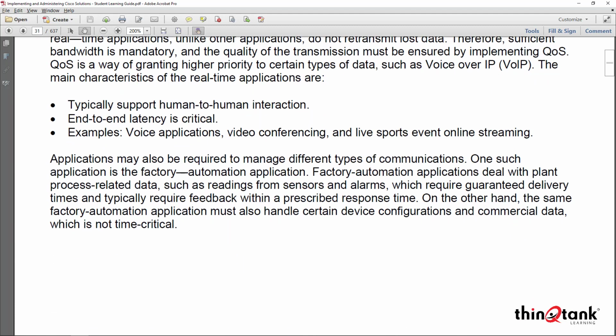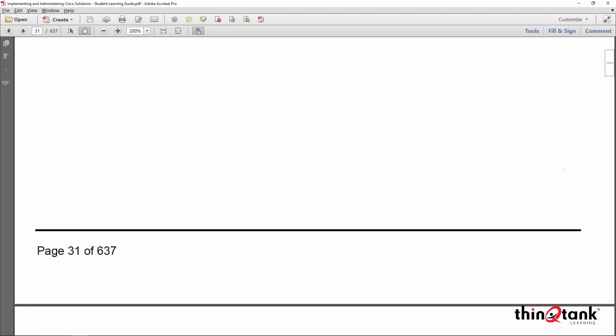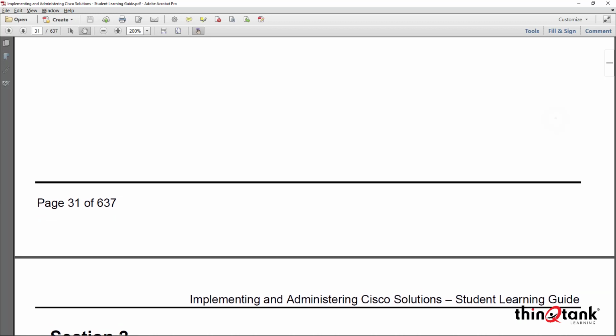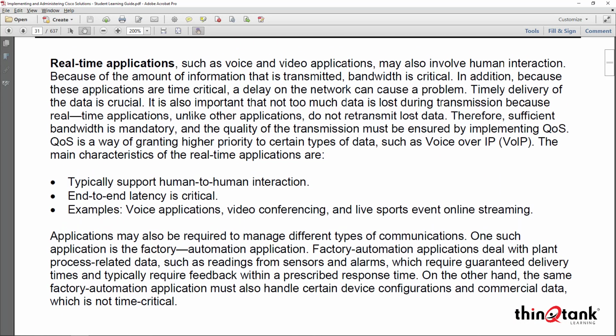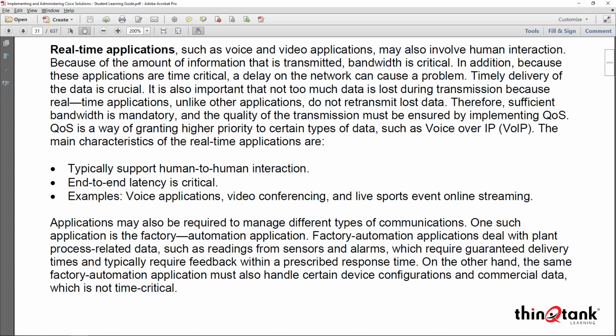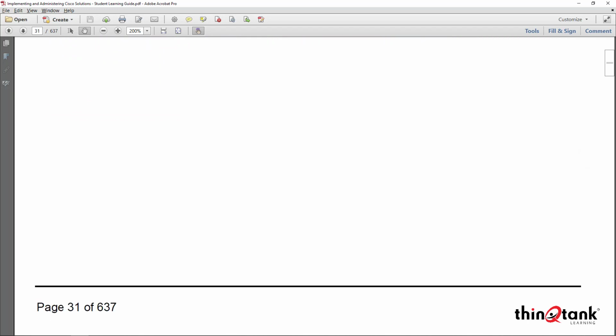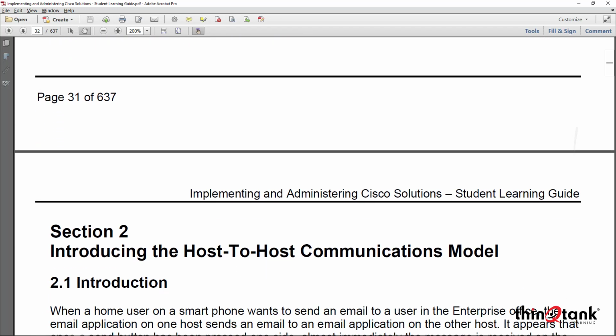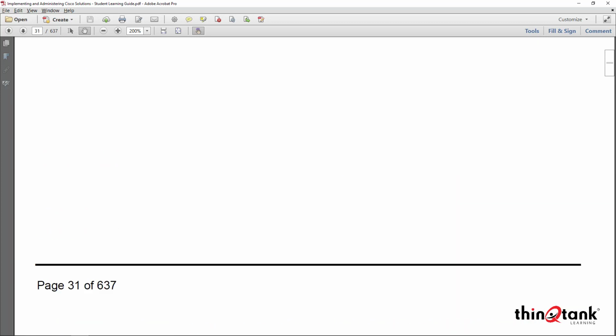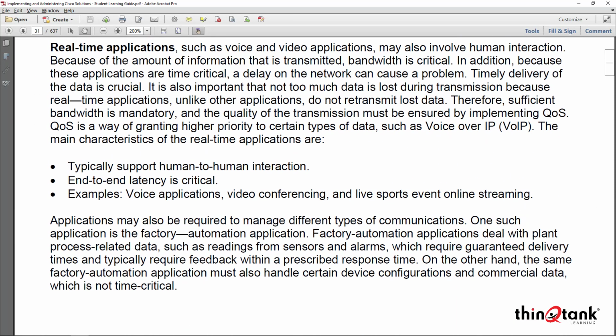All right, so that pretty much covers section number 1. We are going to get into section number 2 next. Section number 2 is the host-to-host communication model, where we will speak of the OSI model and the TCP/IP model. We'll talk about encapsulation and de-encapsulation and so on. So we'll see you guys in the next section right now.